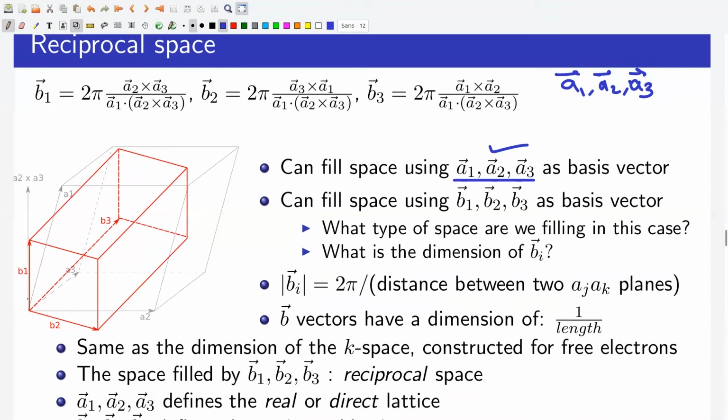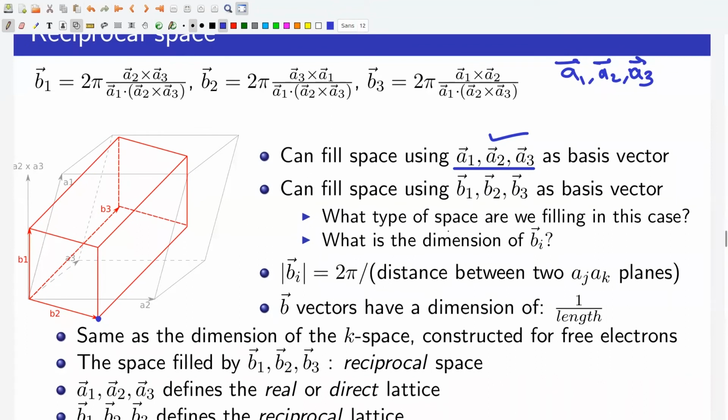Now you see, I have also drawn the B1, B2 and B3 vectors. Again, if I just repeat these vectors, then we are going to fill the space. But in this case, what type of space are we filling? To understand this, let us focus on the dimension of B vectors. We know that the magnitude of Bi is equal to 2 pi divided by the distance between two Aj, Ak planes. And this implies that the B vectors have a dimension of 1 by length.